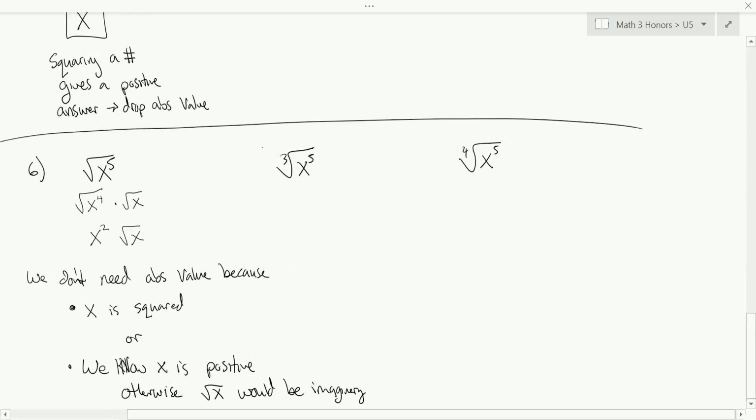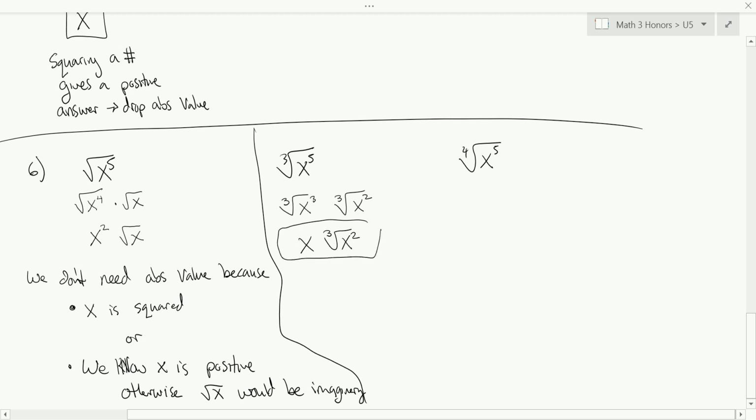On this one, we don't have to worry because it's a cube root. What's the answer going to be? So we split it up, right? So we get x cube root x squared. And x is allowed to be negative here because the root is odd.